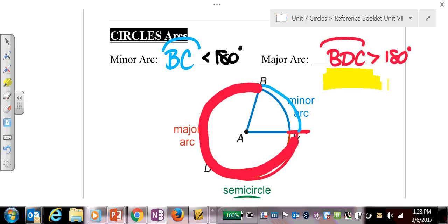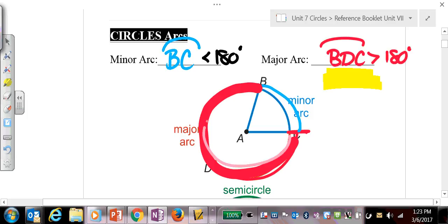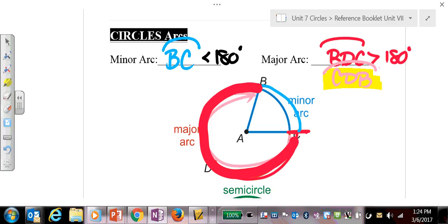Okay, tell your neighbor, what do you think it is? Go. You're right. You just go around the other way. CDB. That's the exact same arc. It's just another name. That's the difference between major and minor. Minor, 2 letters. Major, 3 letters.